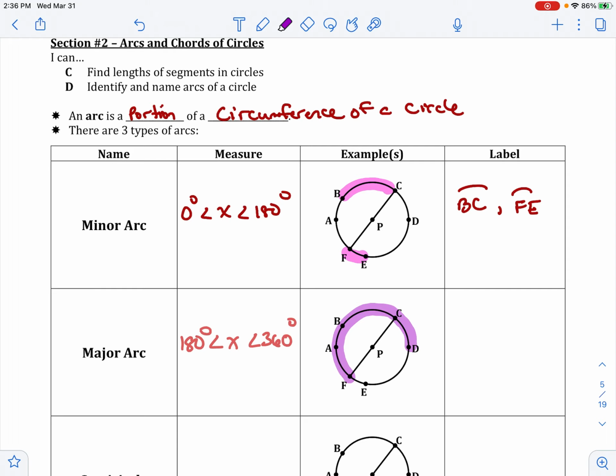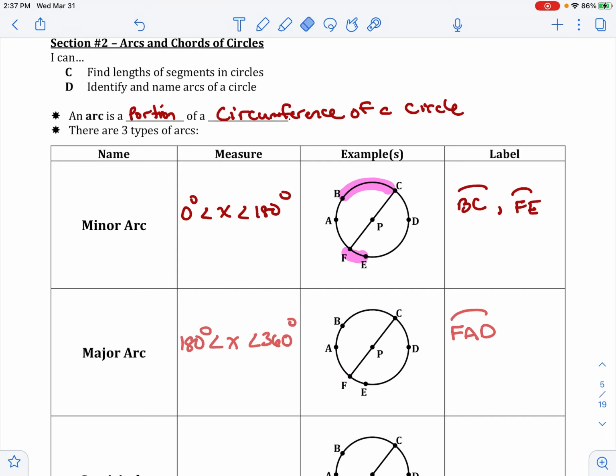When we name that arc, we definitely want to use the endpoints, F and D. But then you could pick any letter in between to show that you're going from F to D through that letter. For example, I could call this arc FAD, because we start at F, go through A, and eventually land at D. So we'll use 3 letters with the first and the third being the endpoints of the arc. That's a major arc.